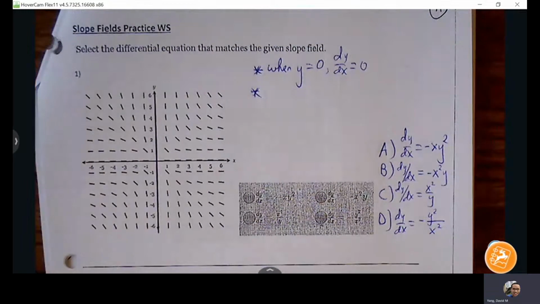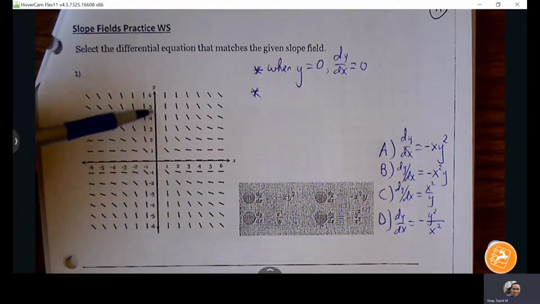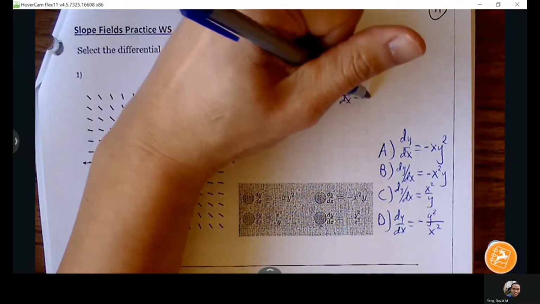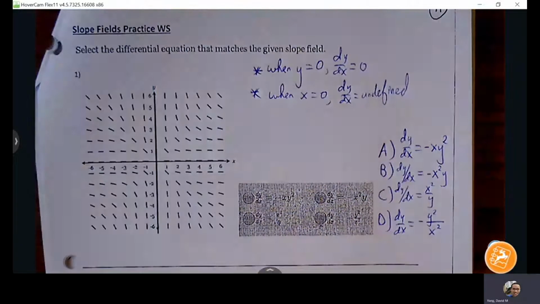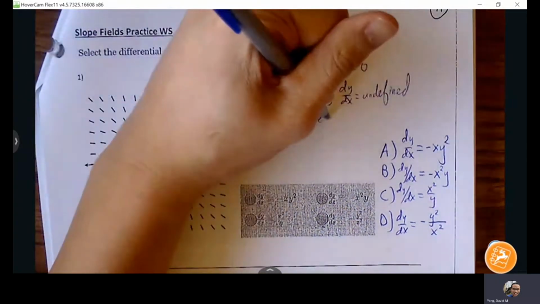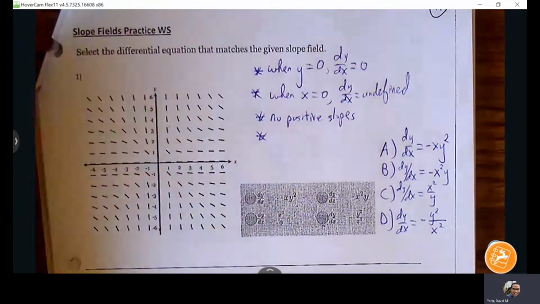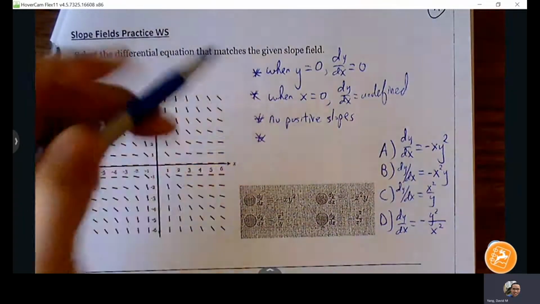Do you see any places where slope is undefined? X equals 0, right. We see nothing on the y-axis, so we know that's a gap where slope is not being filled in. What about positive slopes? Nowhere, so no positive slopes. That means if I see any positive slope possibilities in my answer choice, I can remove them, right? Do I see negative slopes? Yes, mostly. Most everywhere is negative slopes, except where we see slope zero and slope undefined.